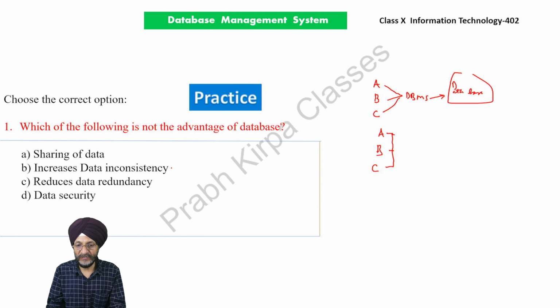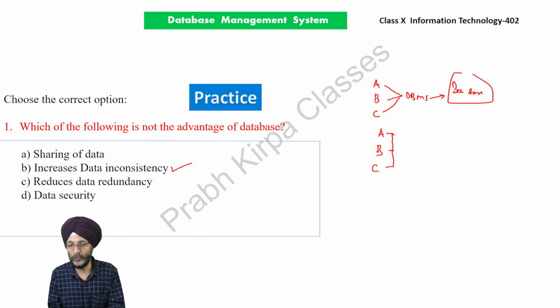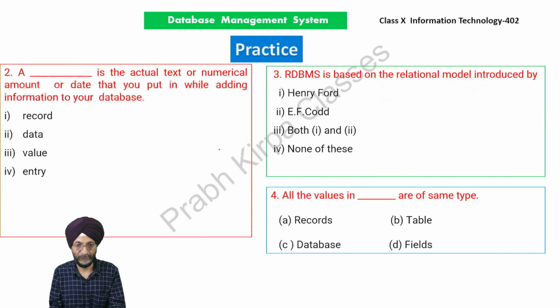So this is not the advantage. On the other hand, database reduces data redundancy. Data redundancy means duplicacy of data. It reduces the chances of data duplicacy. This is correct. It is the advantage of database that it also ensures data security. Data security means that a person can access the database only when he has the username as well as the password. So in conclusion, we can say that increase in data inconsistency is not the advantage of database.